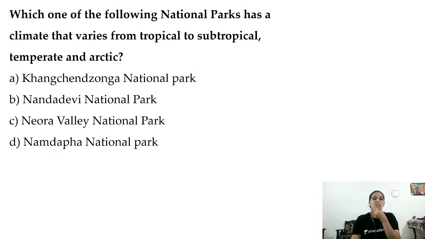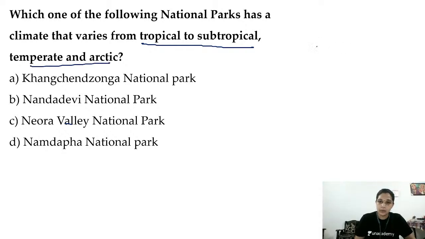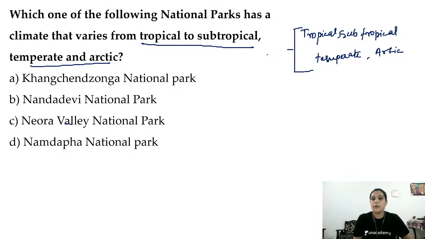Next. Which one of the following national parks has a climate that varies from tropical to subtropical, temperate and Arctic? See, this national park has almost all these climates: tropical, subtropical, temperate, Arctic. So this forest has almost the major biomes, that is tropical, temperate and Arctic.